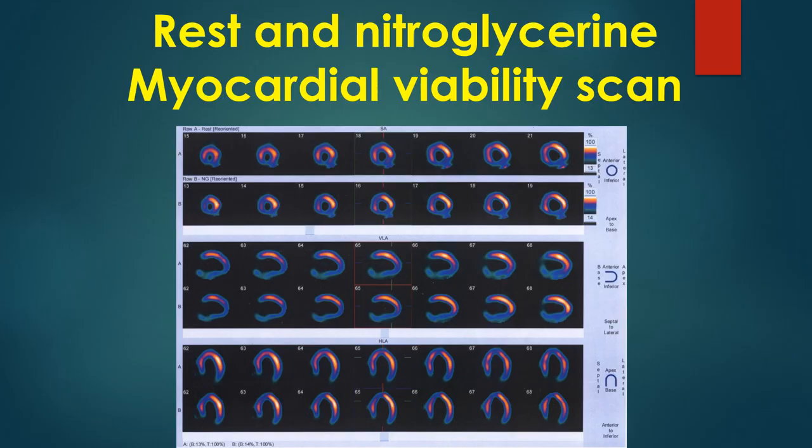Rest images showed a moderately dilated left ventricle and no pulmonary uptake of tracer. Perfusion abnormality was noted in the inferior wall and infralateral segments. There was some improvement of perfusion with nitroglycerin. Gated single photon emission computed tomography analysis showed global hypokinesia with a global ejection fraction of about 23%.